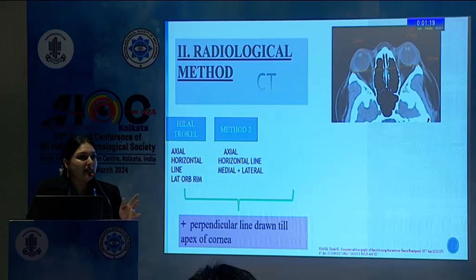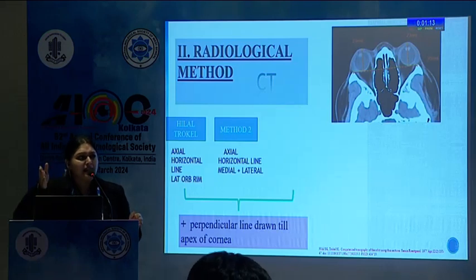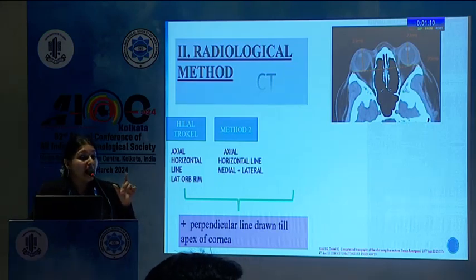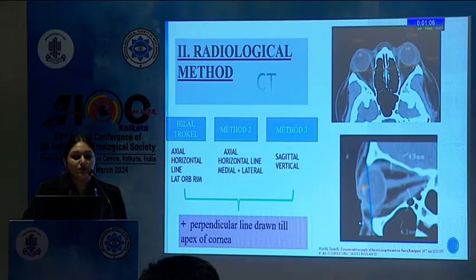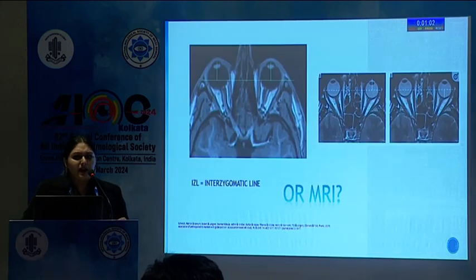The Hilal and Trokel method uses a CT scan where we join a horizontal line from the lateral orbital rims. We draw a perpendicular line to the corneal apex. This is our absolute value of proptosis. Can we also use a sagittal section? Yes, we can use the superior and inferior orbital markings. What if the patient gets only an MRI done? Okay, we use the interzygomatic line in this case.